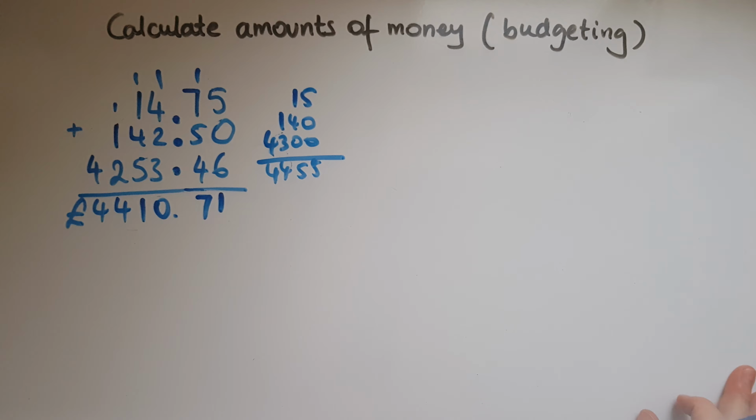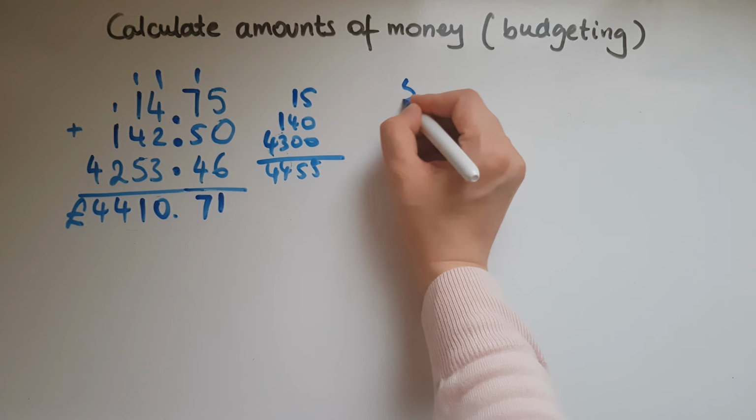So I've got a budget of £5,000 for these items, and I want to find out how far off I am from that limit, from that budget. Do I have much money left? So that's what I'm going to work out now.